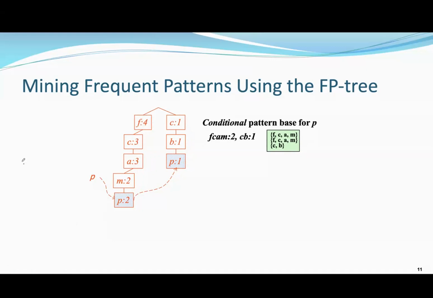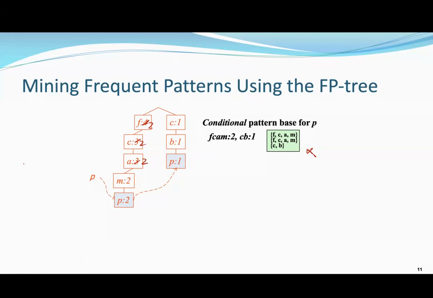Now, based on this part of the tree, after we have fixed the counts, okay, essentially, what we are saying is that the information being carried by this tree is that we have this conditional pattern base for P.